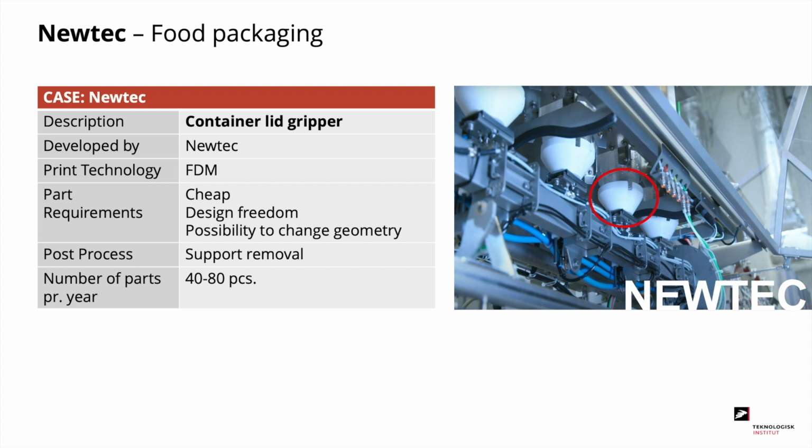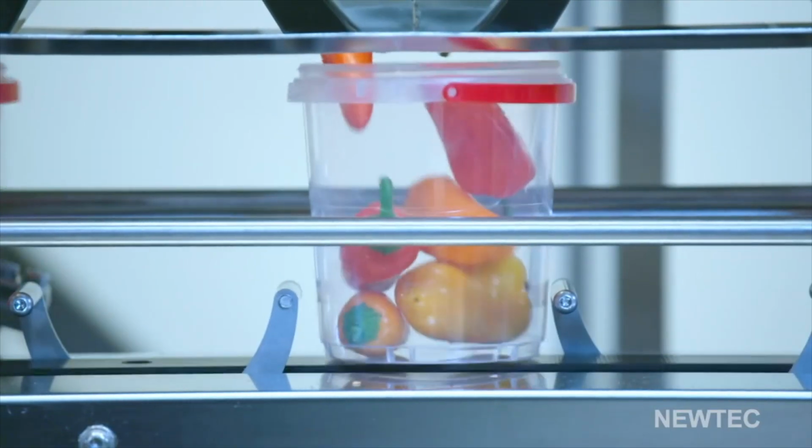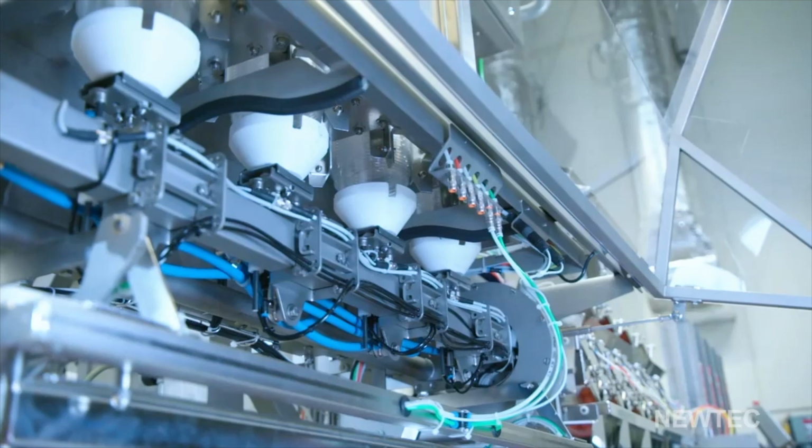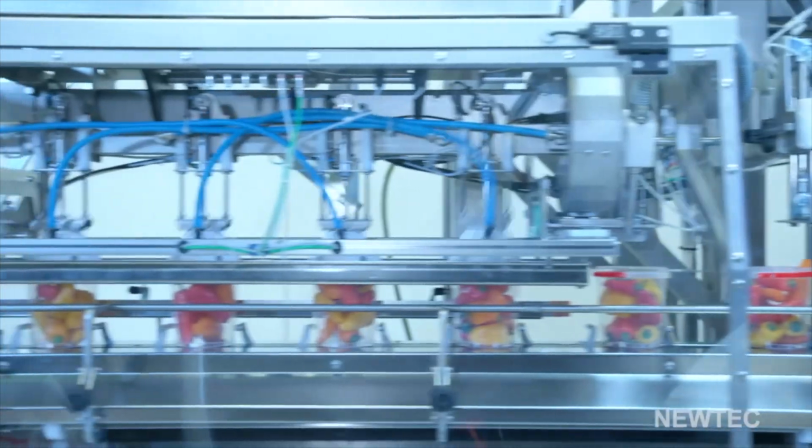NewTek is printing the parts themselves using FDM printing, making the parts cheap, and they have the design freedom, and they have the possibility to change the design. The only post-processing needed is support removal, and they print around 40 to 80 parts per year. Here you can see the machine that NewTek has built, where they use the lid gripper to grab the lid and turn it around and place it on top of the container.